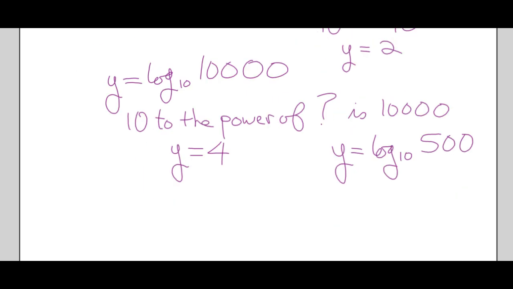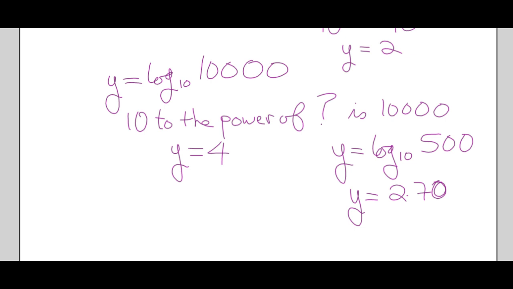And all you do is you use your log key, right? Sorry, let's go back. So hit the log key and then go 500. 2.6989. So let's call it 2.70 then? It's rounded to the nearest hundredth, 2.70.